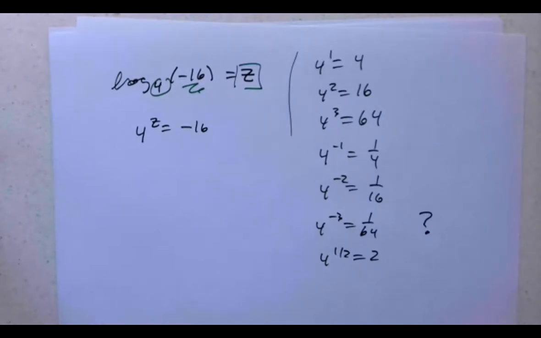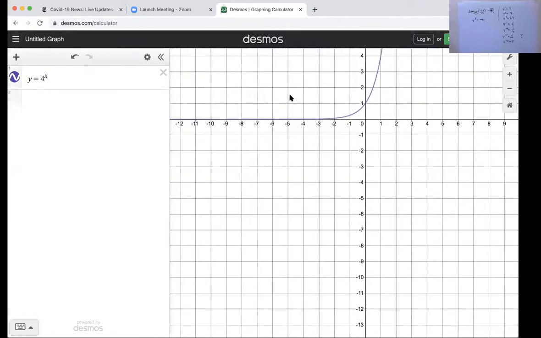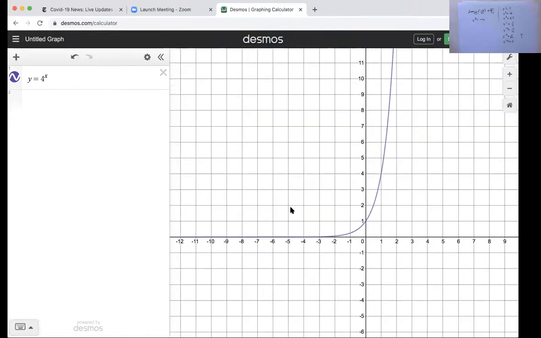Let's take a look at a graph. Let me see if I can get Desmos ready. I want to look at the graph of 4 to the Z and see, does it ever equal negative 16? That's our goal here. I can't graph 4 to the Z, so I'm going to graph 4 to the X instead. Never a negative number. That is not part of the range. So there is no solution.